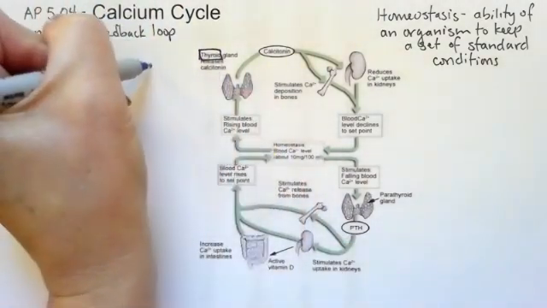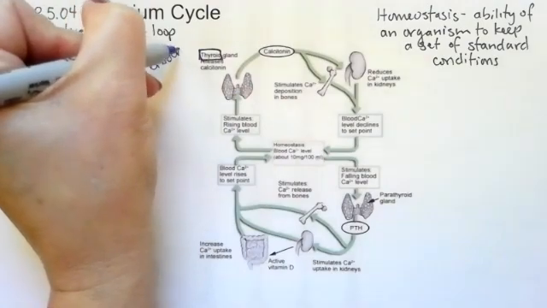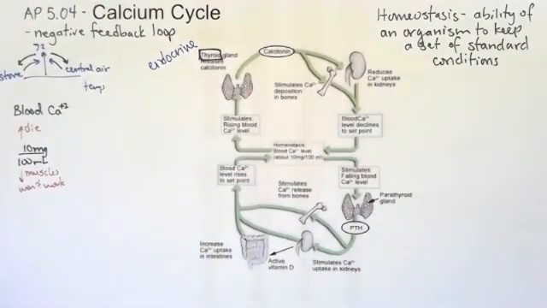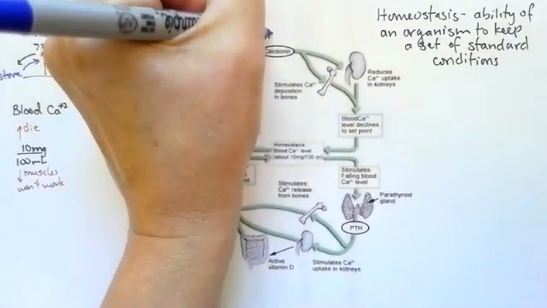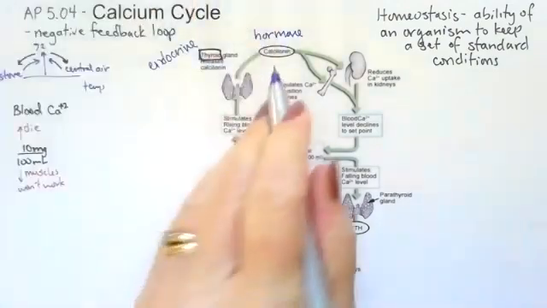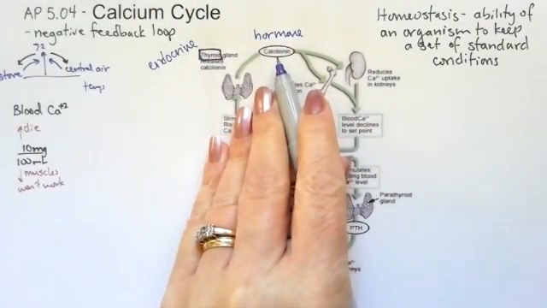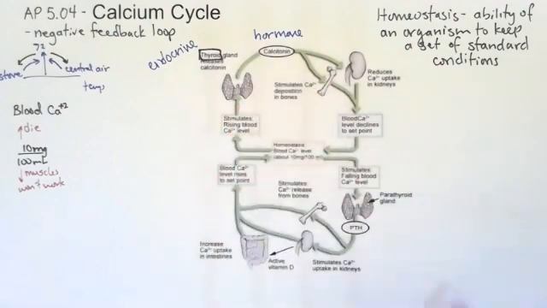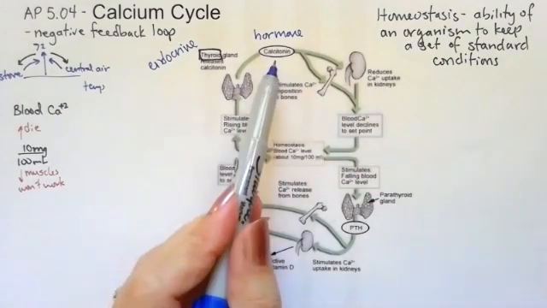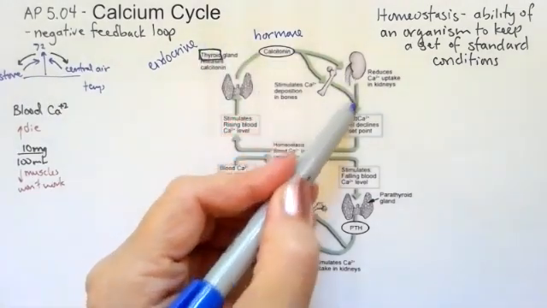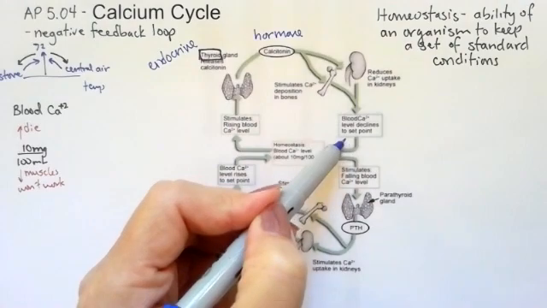So this is part of the endocrine system, and it releases a hormone. And the name of that hormone is calcitonin. Do you need to know that for the test? Yeah, you do. Calcitonin does two things. So from here, we go through two branches that are going to bring our blood calcium level down.